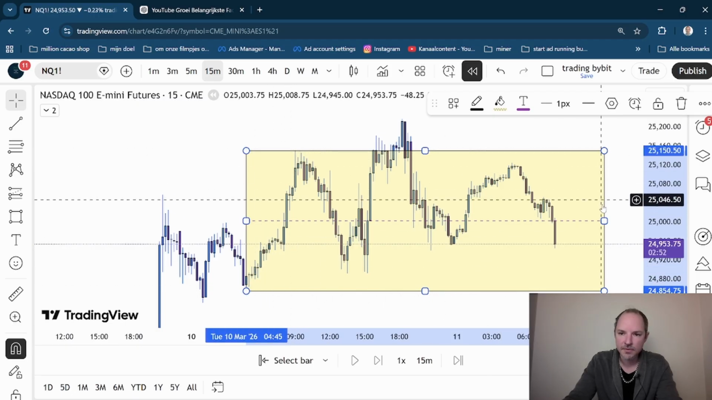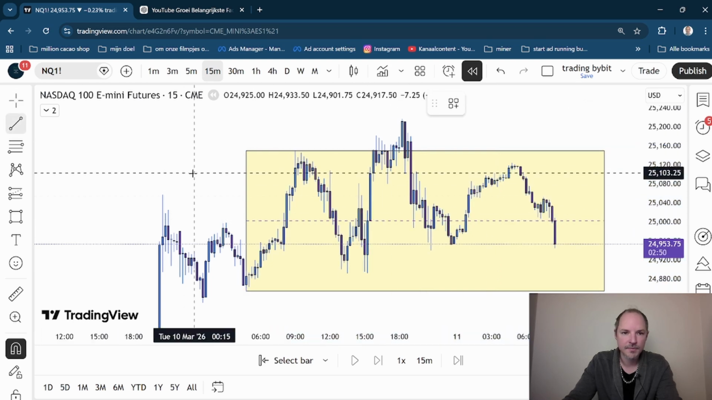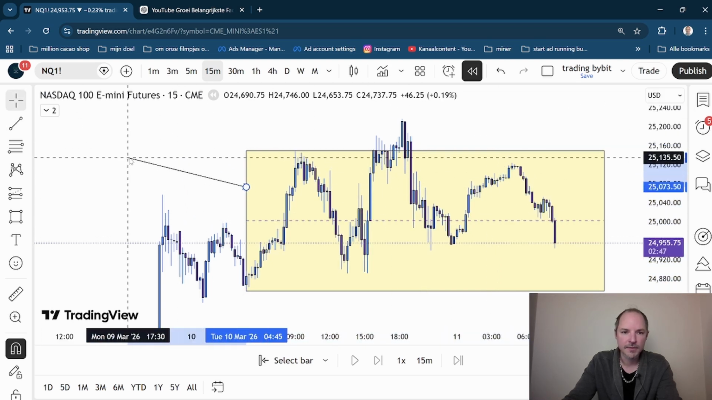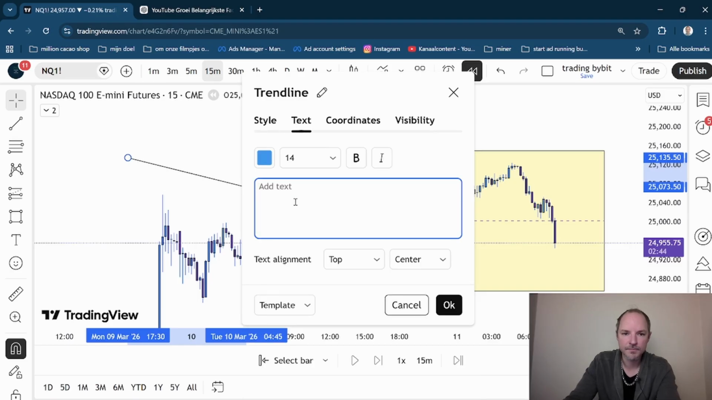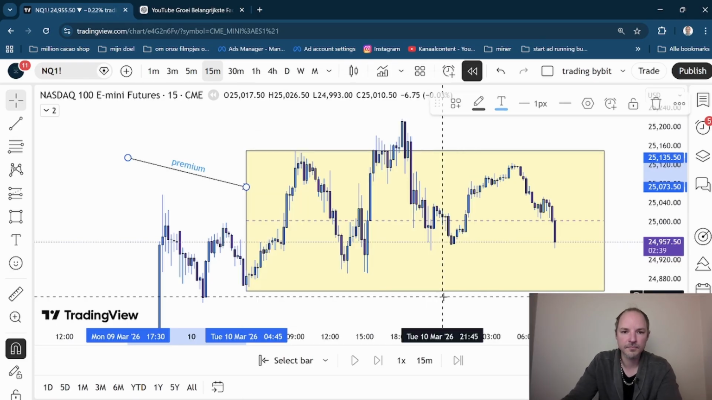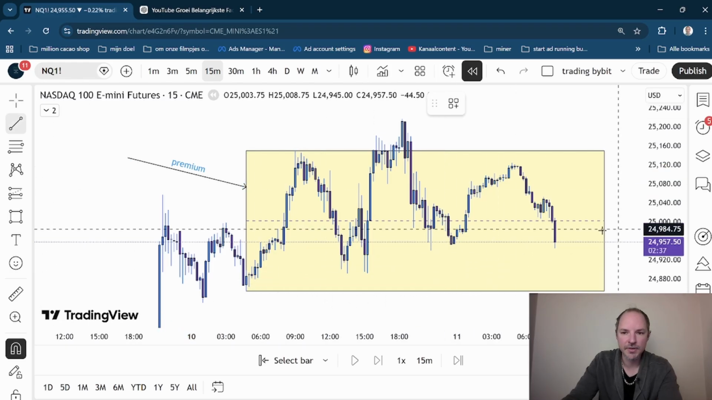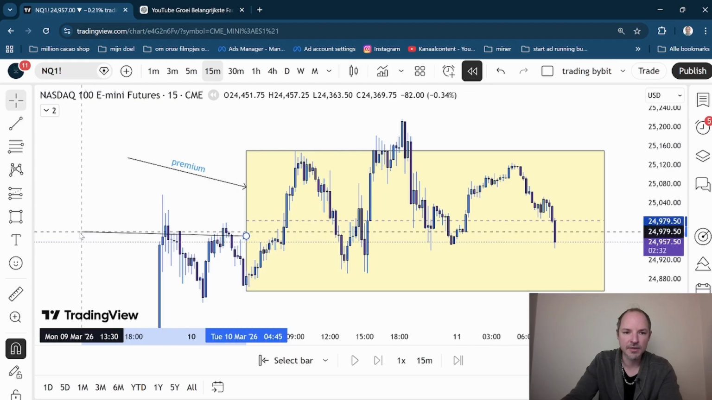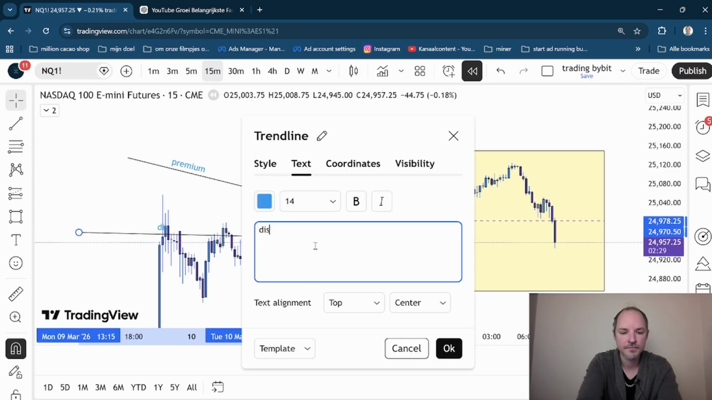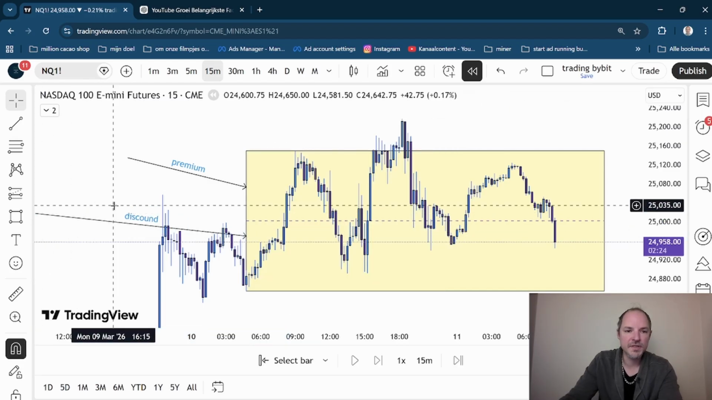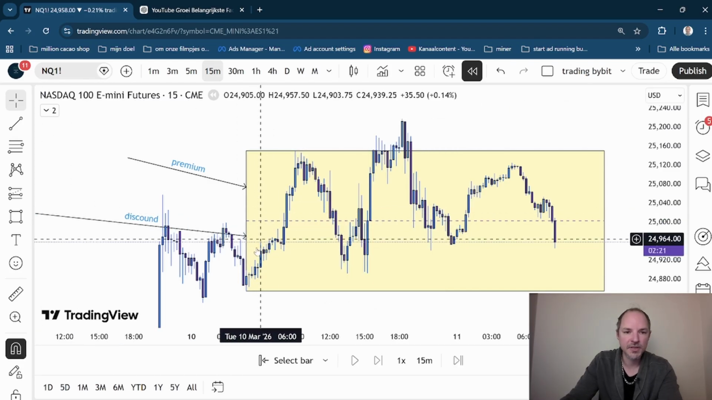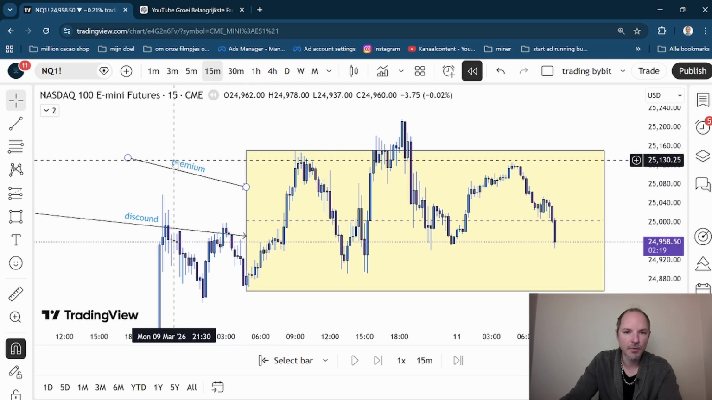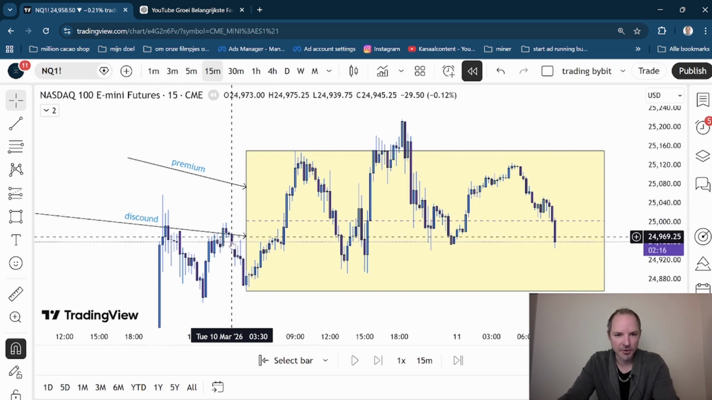The upper part of that 50 right here is a premium. This place, everything below that 50 level is discount. We start longing from discount. We start shorting from premium. This is how you have to look at it.